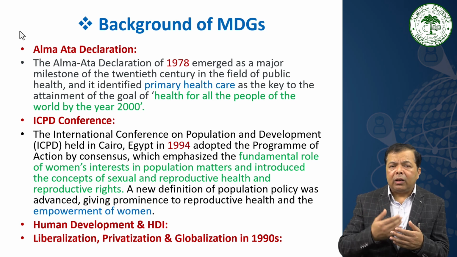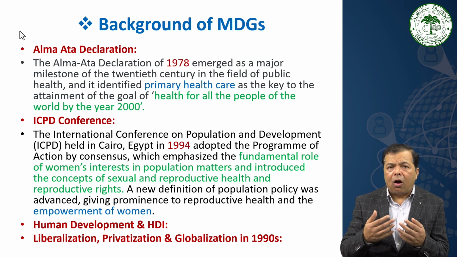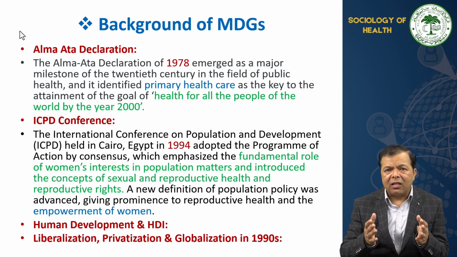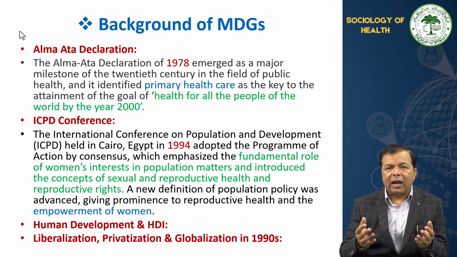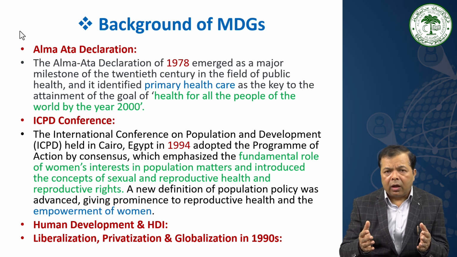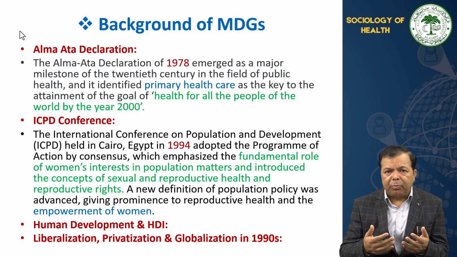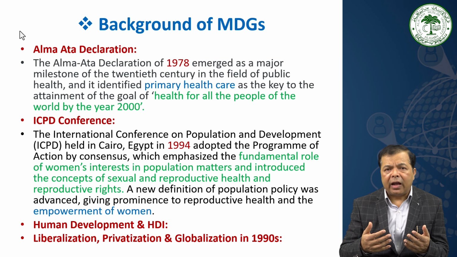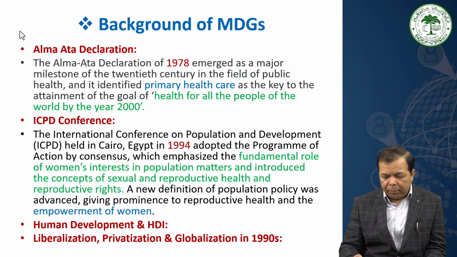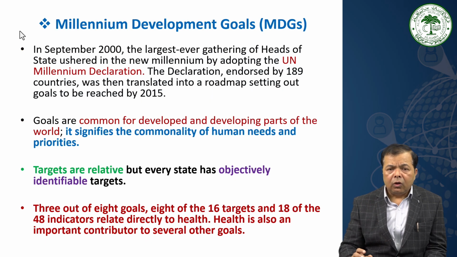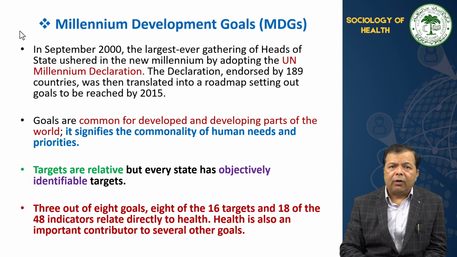So when the need of providing those essential things was realized, then the global community identified a good number of goals, and precisely speaking 8 goals, and those goals were identified as the Millennium Development Goals. So now we reach this level of Millennium Development Goals.